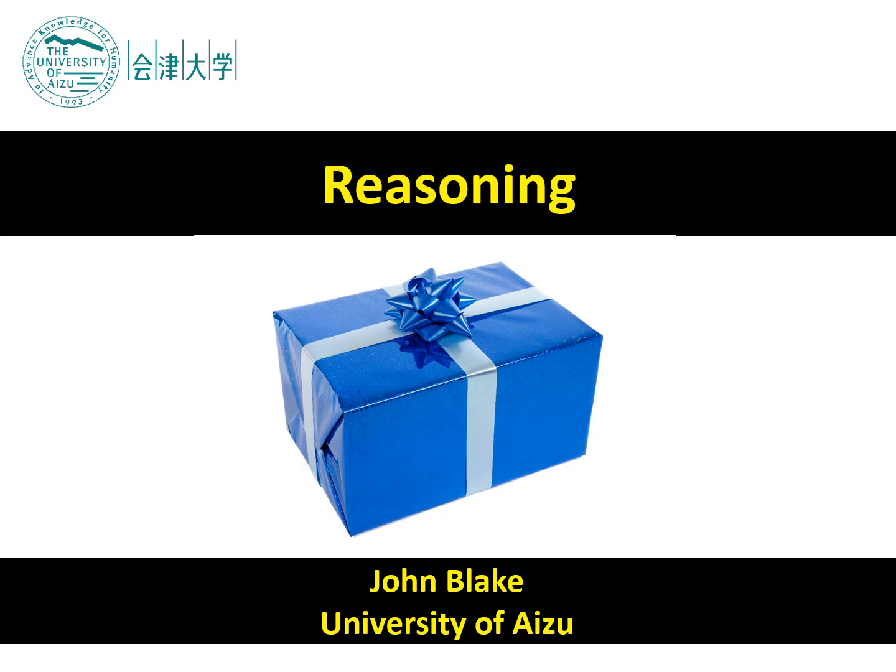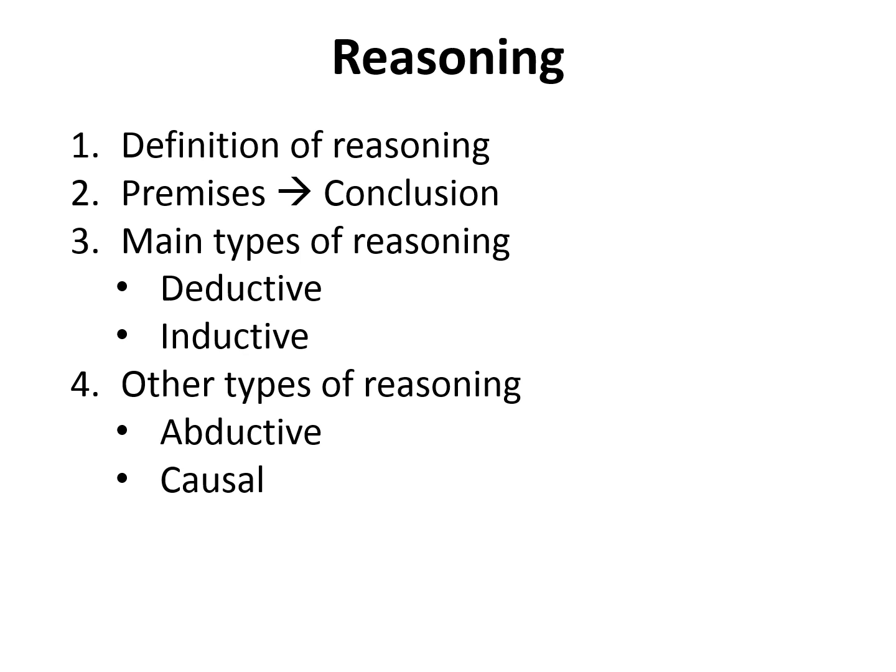Reasoning. First of all, we're going to look at what reasoning is and provide a simple definition. We're going to talk about premises and how we move from premises to conclusions. Then we're going to focus on two main types of reasoning: deductive reasoning, using deductive arguments, and inductive reasoning, for inductive arguments. Finally, we're going to look at two other types of reasoning: abductive and causal.